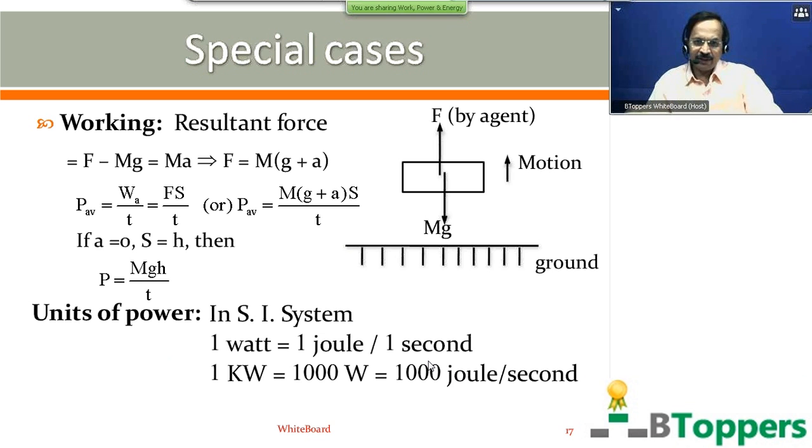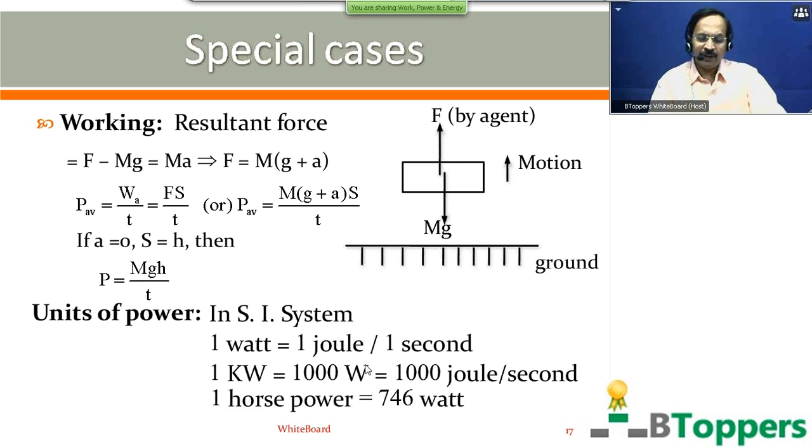For practical purposes, sometimes power may be written in kilowatts. 1 kilowatt is 1000 watts or 1000 joules per second. Sometimes, particularly the powers of pumps and engines are usually expressed in horsepower. 1 horsepower is 746 watts. That means 1 horsepower is the power of an agent which works at the rate of 746 joules per second, or 746 watts.